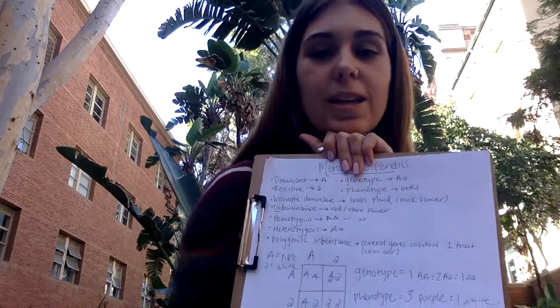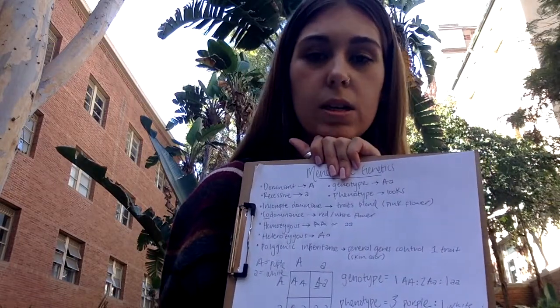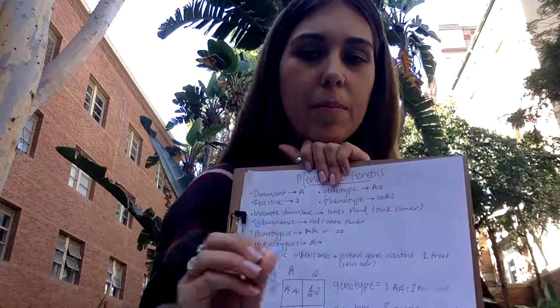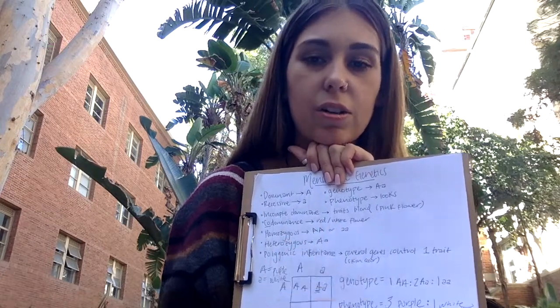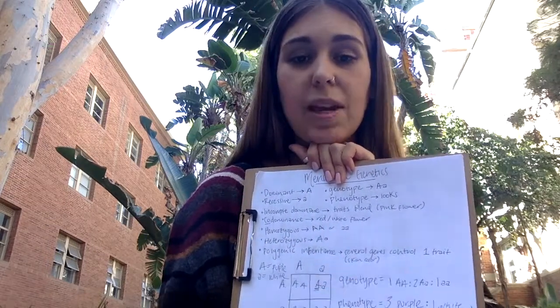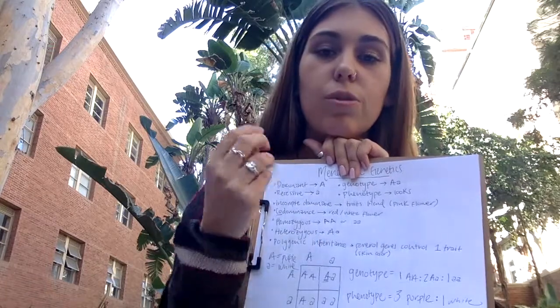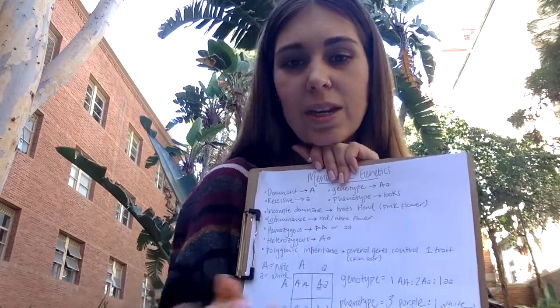Well, that's because neither the red nor the white takes over. Neither one is going to be dominant over the other one. So instead of one being dominant, they actually share it. So those traits are going to blend. That's going to be incomplete dominance. So your result would be the pink flower.